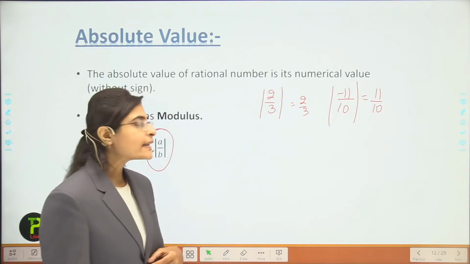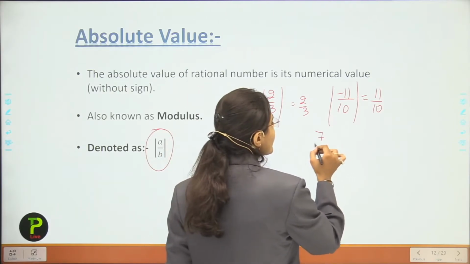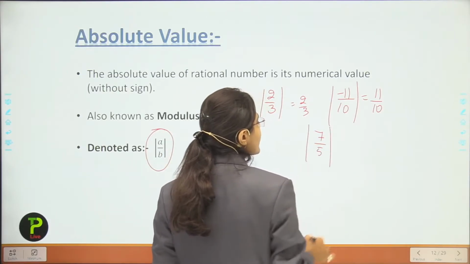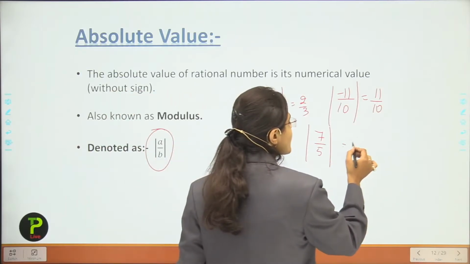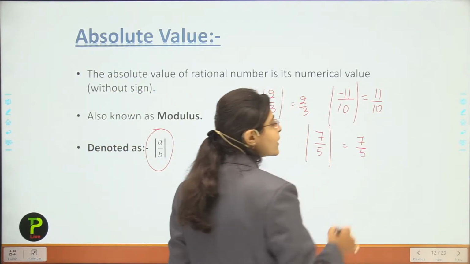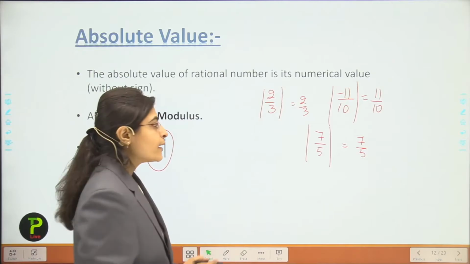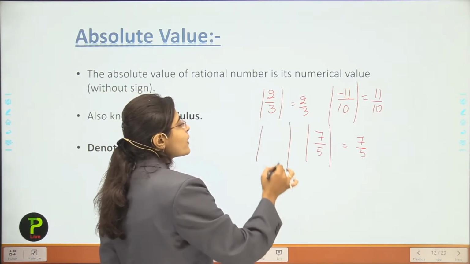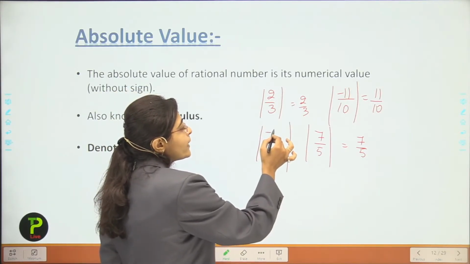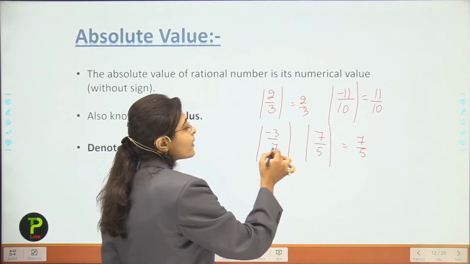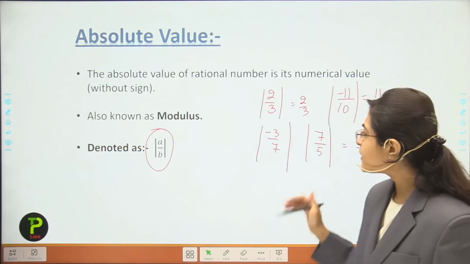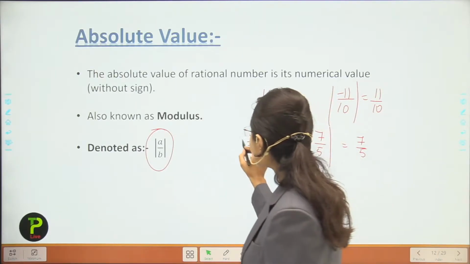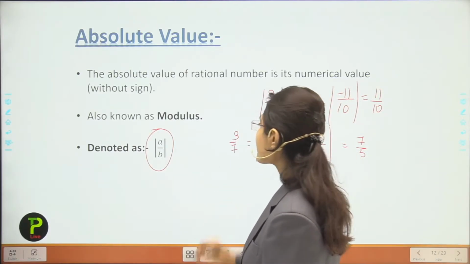In a similar way, 7 by 5. We are just concerned about the numerical value. So here the answer is 7 by 5. In a similar way, let us take one more example. Minus 3 by 7. Now I have to find the numerical value. That's it. Just remove the sign. So it will be 3 by 7.